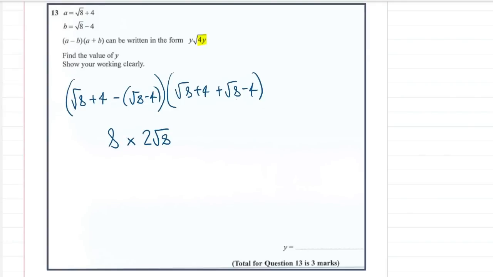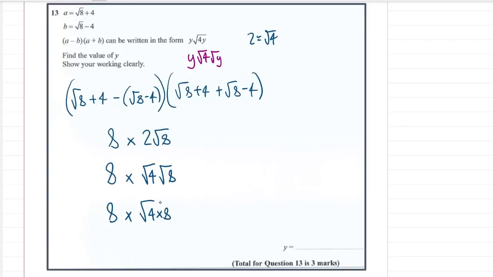Now I can rewrite this as 8 multiplied, because this 2 is the same as the square root of 4. And I'm going to need the square root of 4 in here, because essentially this is y times by the square root of 4 times the square root of y. So I'm going to need a square root of 4. And that is the 2 right there, so that's helpful. So I can write this now as 2 as the square root of 4 times the square root of 8. And that's perfect, because that's 8 multiplied by the square root of 4 times by 8. So y in this case is 8.